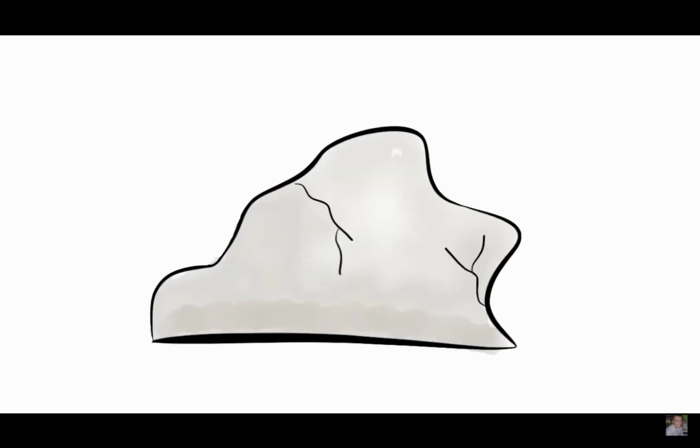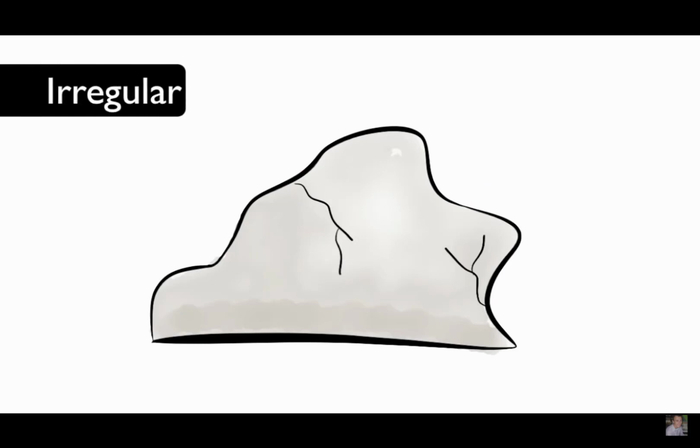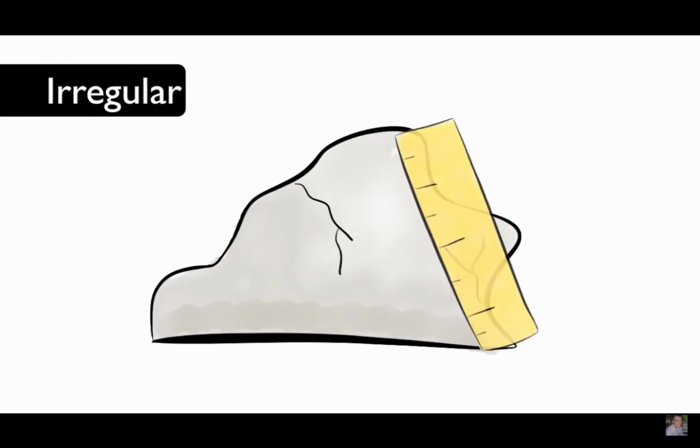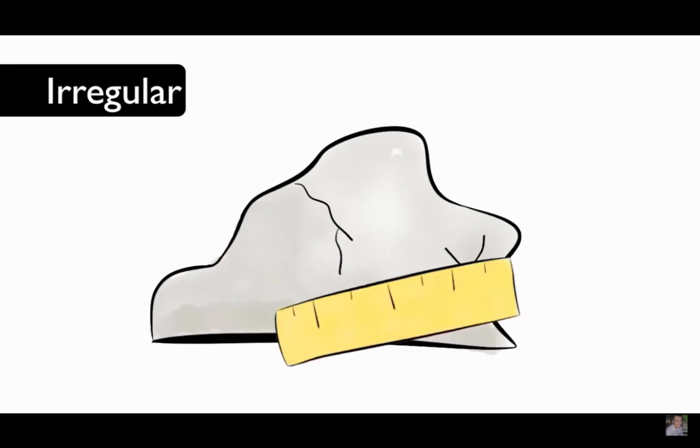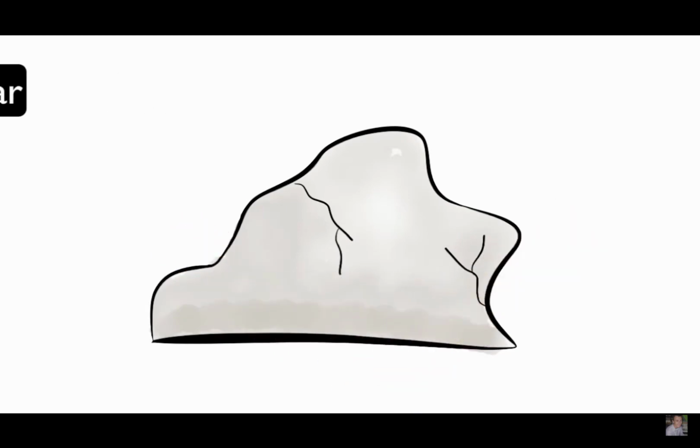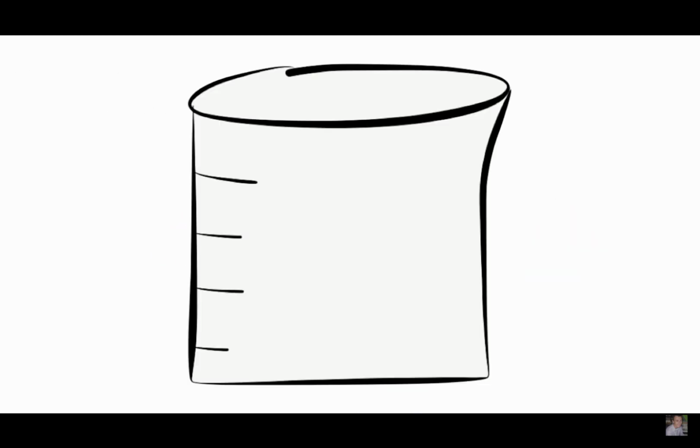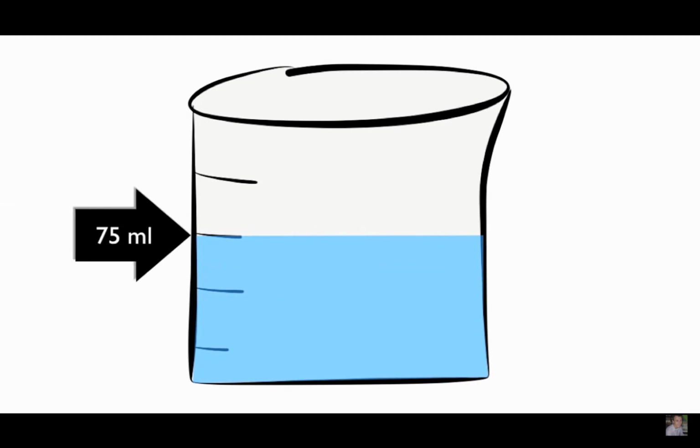The shape of a rock is described as an irregular solid because it is not made up of simple shapes. As a result, we need to find the volume of the rock in a different way. To find the volume of an irregular solid, fill up a beaker with a known amount of water. Then drop the rock in.